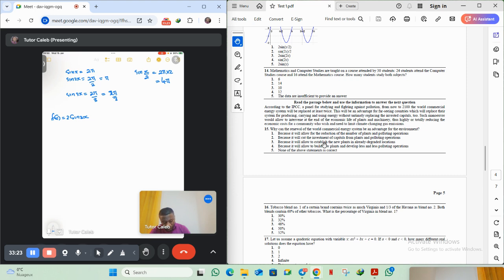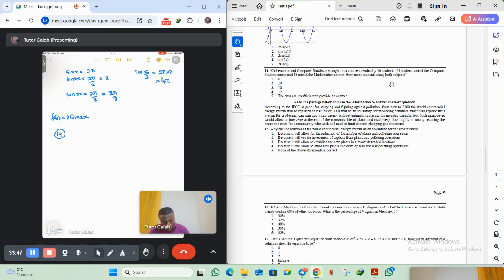Question 14. Question 14 concerns a question on sets. They say mathematics and computer studies are taught on a course attended by 30 students. 24 students attended the computer studies course and 16 attended the math course. How many students studied both subjects?